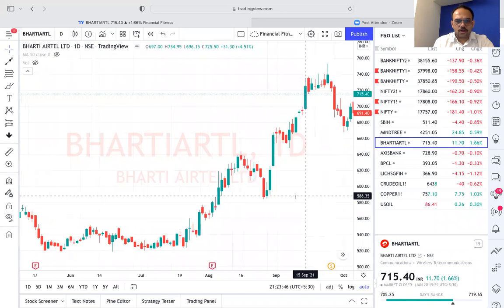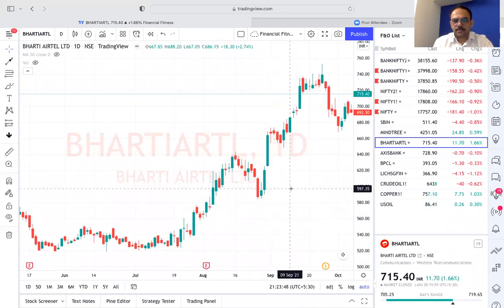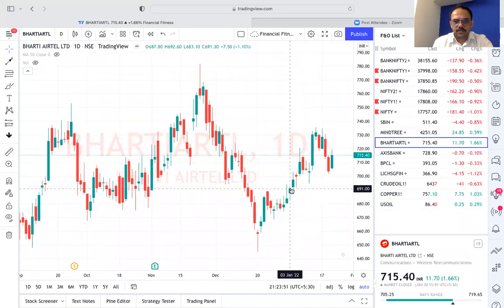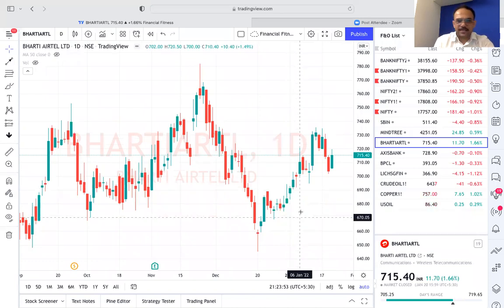This is not a very good piercing pattern. This is a Harami pattern. Okay, we'll come to this. So just remind me. Okay, I'm not finding that example. Let's go to the next example.